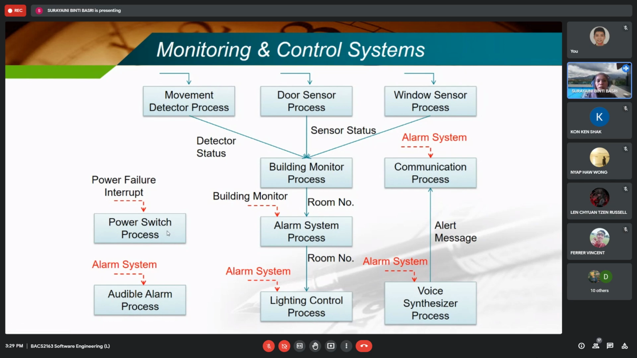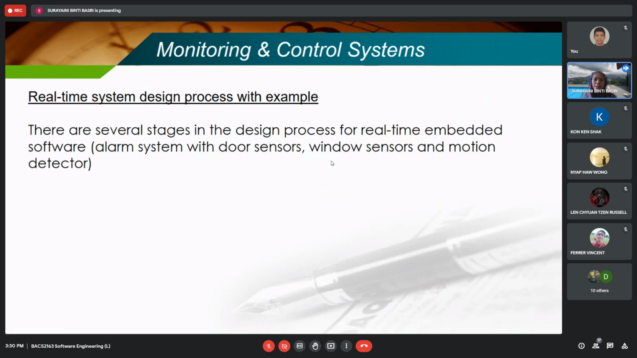Maybe they will make the process, or the electrical power, the power inside that room will be interrupted. Okay, so this is the example of an intruder control system, intruder alarm system.